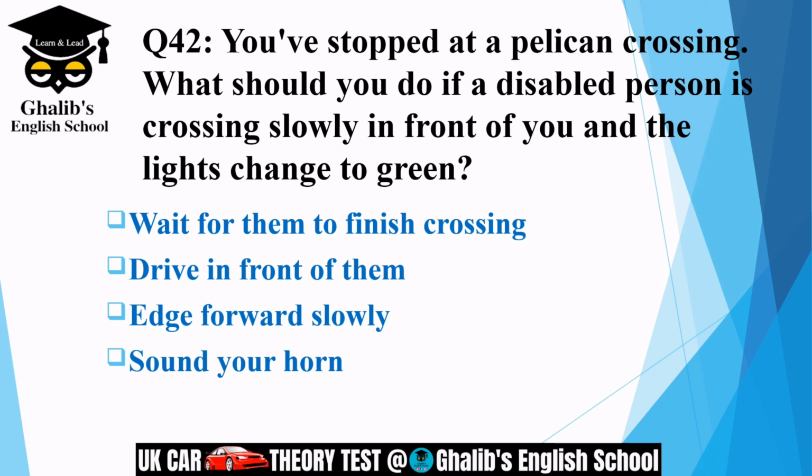Question 42. You have stopped at a pelican crossing. What should you do if a disabled person is crossing slowly in front of you and the lights change to green? You should wait for them to finish the crossing, drive in front of them, edge forward slowly, or sound your horn. So these are vulnerable road users, disabled people, so you need to wait for them to finish the crossing.